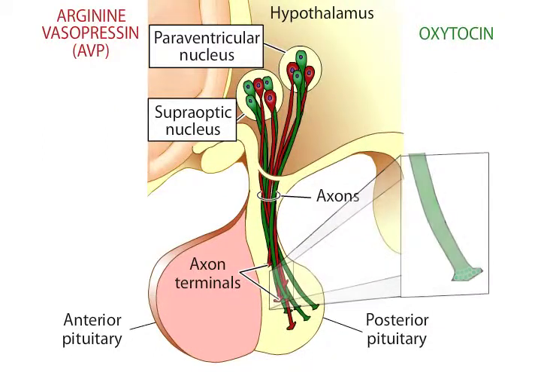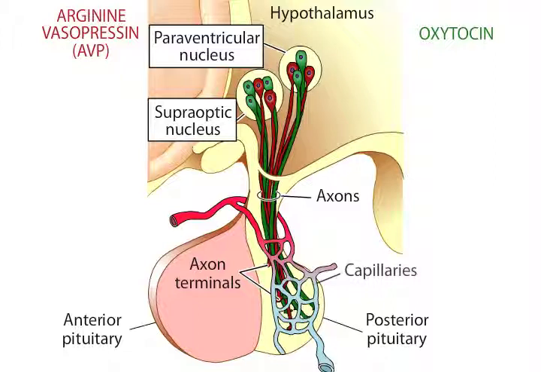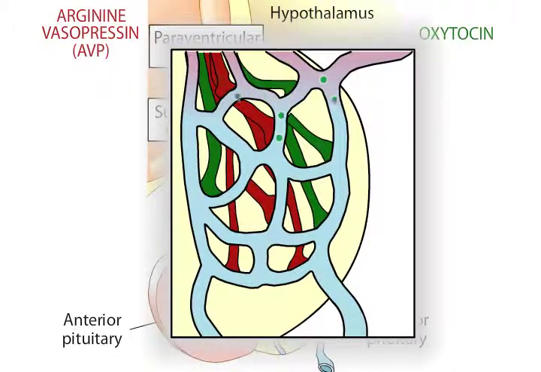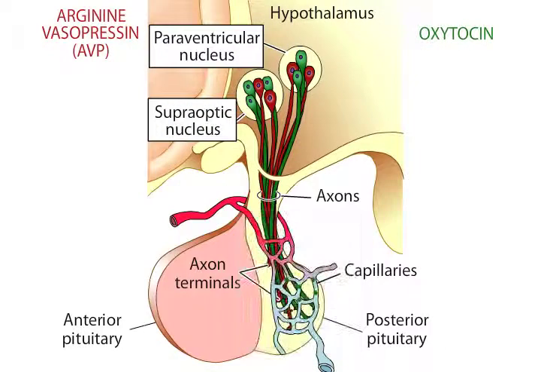The axon terminals abut tiny capillaries in the posterior pituitary. If a neuron is stimulated and fires an action potential, the neuron releases its hormones from the axon terminals. The hormones quickly enter the capillaries and flow with the blood into the general circulation of the body.